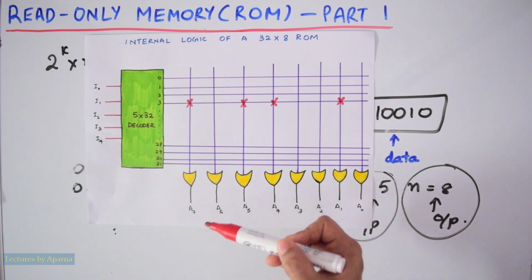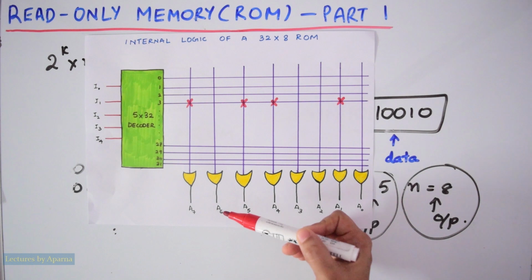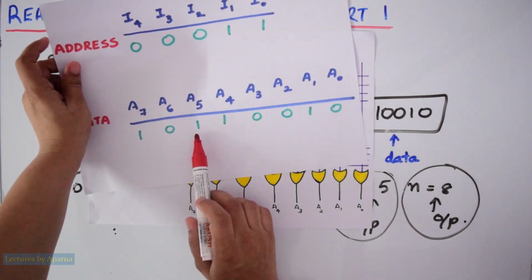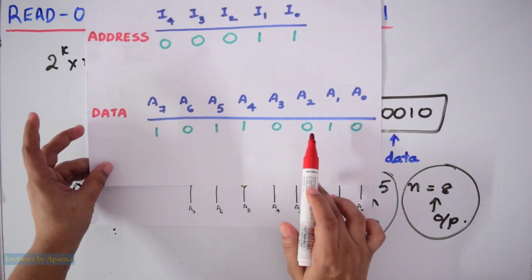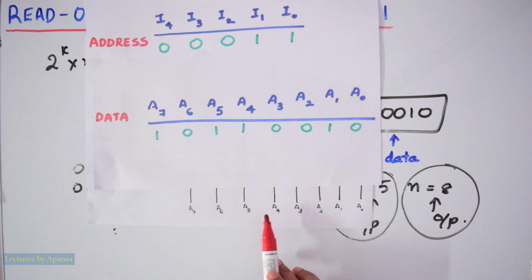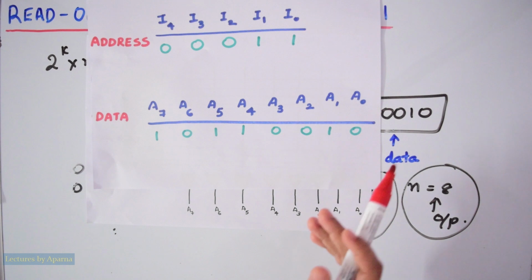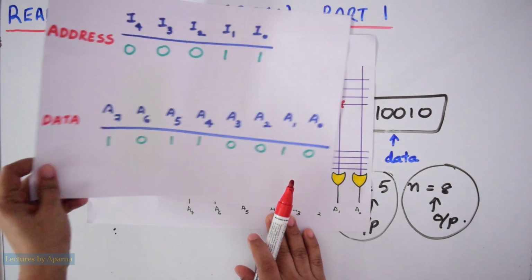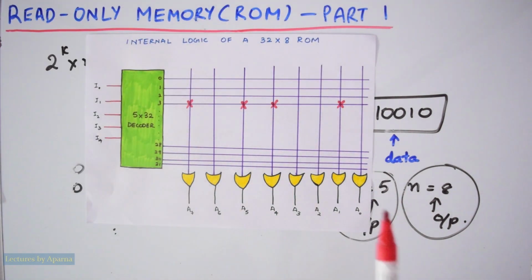This will be taken as a logic 0, and hence you will get the data 1011 00010 at the output data lines. So this is how data is read from the ROM when you give an address at its input.